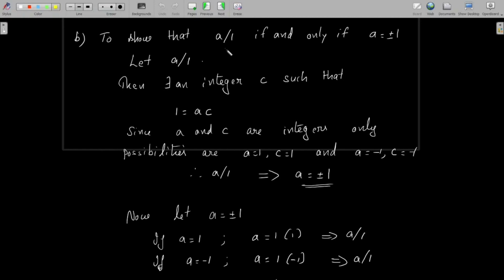Next result: a divides 1 if and only if a equals plus or minus 1. So let us assume that a divides 1. This means that there exists an integer c such that 1 equals a into c. Since a and c are integers, the only possibilities are a equals 1, c equals 1 and a equals minus 1, c equals minus 1. These are the only two possibilities.